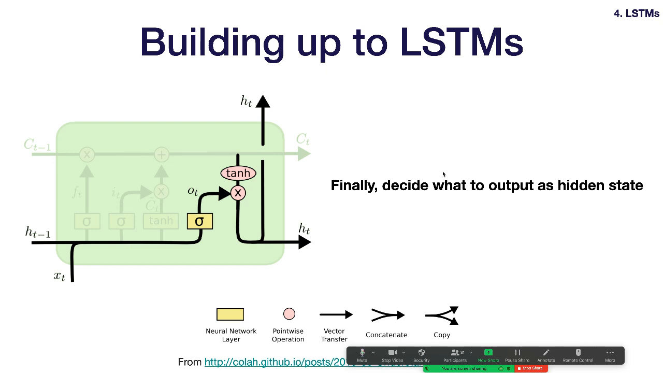And then the last step is how do you actually produce the next hidden state? The way that you produce the next hidden state is that you, again, combine the current input and the previous hidden state, you sigmoid that, and then you tanh the value of the cell state, multiply that by that value between 0 and 1, and then that's passed to the next time step and to the output as the hidden state for this time step.